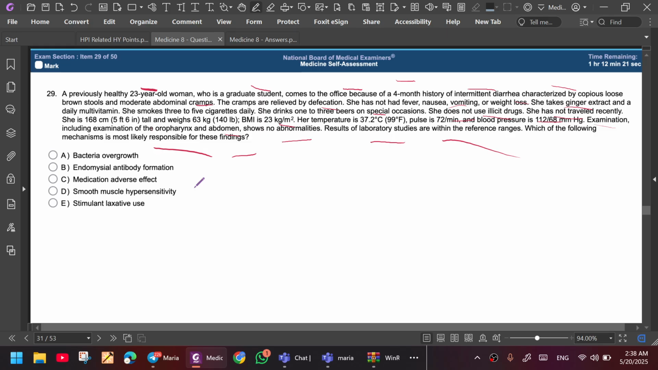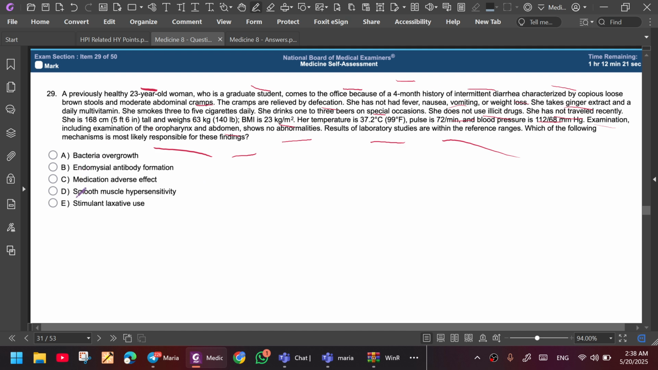Or is it celiac disease? But copious loose stools, moderate cramps, and it says it gets better when she defecates. These things look like IBS. It looks like IBS, but I don't know what's the mechanism behind IBS.